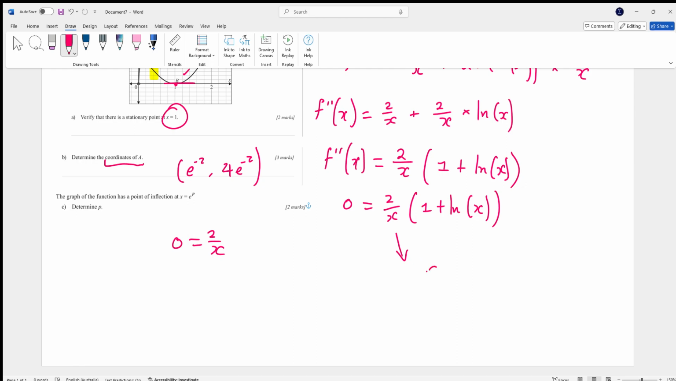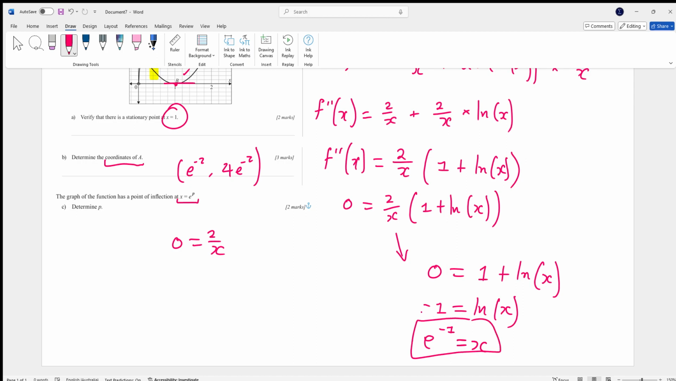The other equation you get is 0 equals 1 plus ln of x. To get the x by itself, you move the 1 to the other side, so negative 1 equals ln of x. Rearranging from a log to an exponential, you get e to the negative 1 equals x. Now the question was, the graph of the function has a point of inflection at x equals e to the power of p. We've just said x is equal to e to the negative 1. Therefore, your p-value must be negative 1. So negative 1 is the answer to question C.